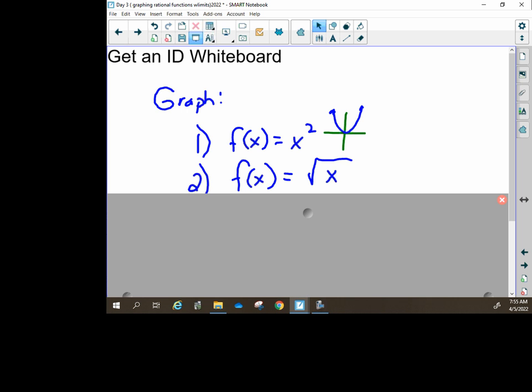Okay, go ahead and graph f of x equals the square root of x. We can't use notes. No, this is just stuff that you know.